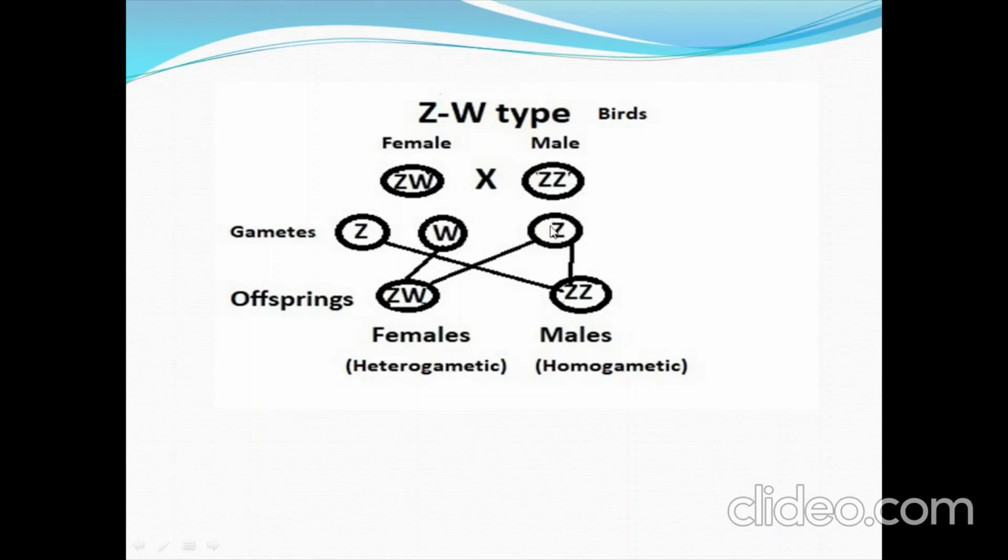When the sperm containing the Z chromosome fuses with the ovum containing the Z chromosome, then the resulting individuals will be males. If the sperm fuses with the ovum containing the W chromosome, then the resulting individuals will be females. So here females are heterogametic, males are homogametic.